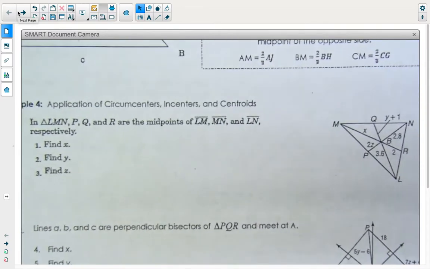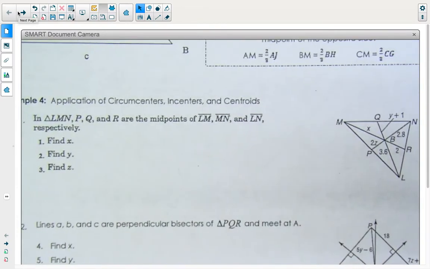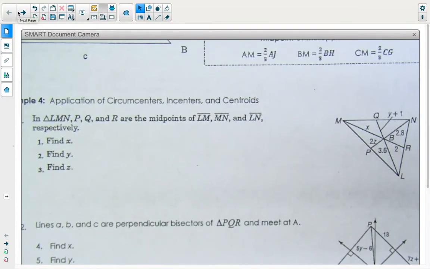So I'm going to try to get the picture in here along with the problem. All right, so I think that's the best that we can do there. So it says example 4. Applications of circumcenters, in-centers, and centroids. In triangle LMN, P, Q, and R are the midpoints of LM, MN, and LN respectively. We want to go through and find X, find Y, and find Z.